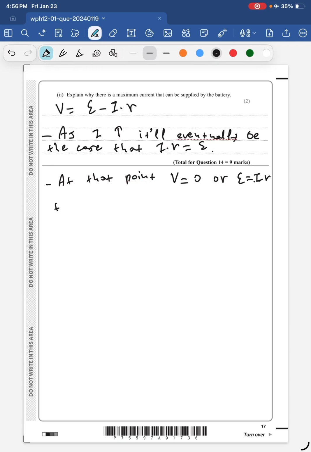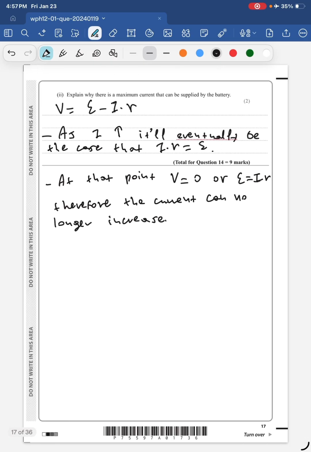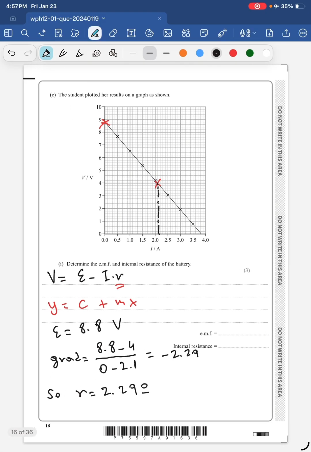So this is I, therefore the current can no longer increase. What do they show here? They kind of show this case here, because the voltage goes to 0 when the current is 3 point something, say 3.8 amps. I'm talking about this point, by the way.